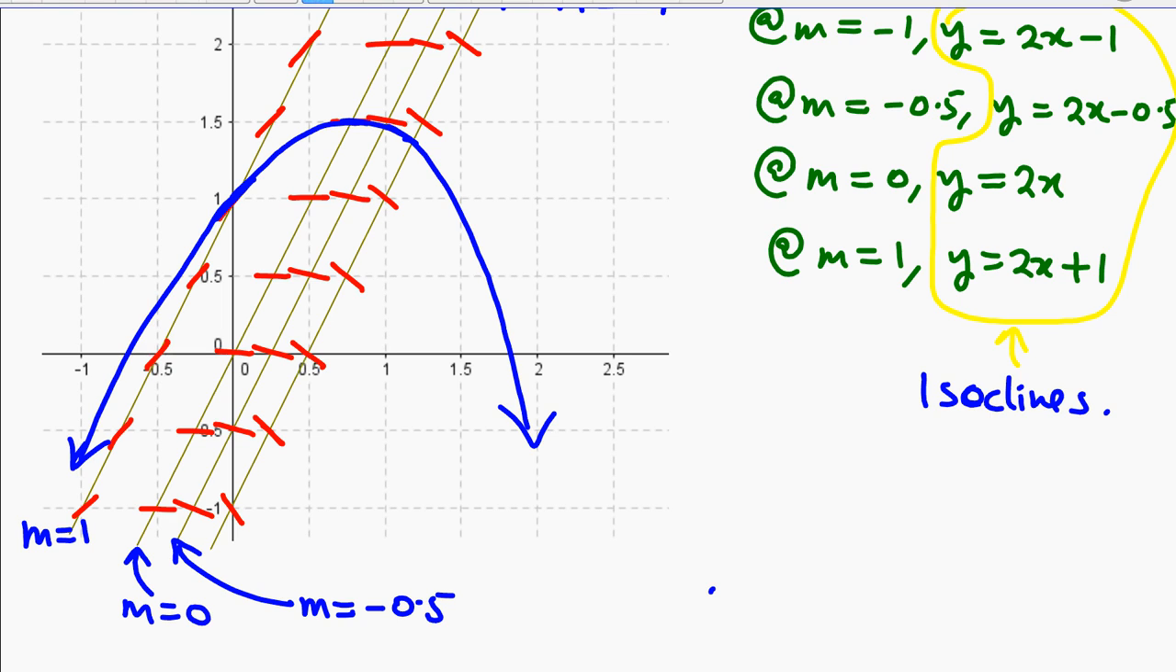Now, remember what I said. This is the most important thing. When the curve crosses this line, the gradient is 1. When it crosses this isocline, the gradient must be 0. Here, the gradient must be negative a half, so use your judgment. And here it must be negative 1. And that is how you use those isoclines to draw functions.